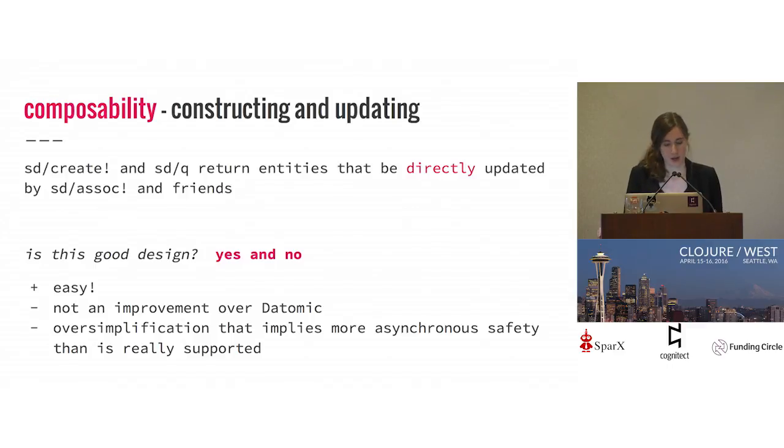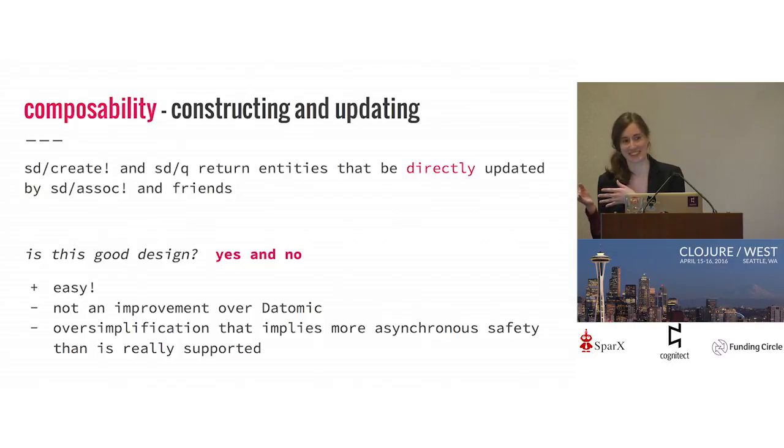That's fine. That makes sense. That's Clojure. It's not really an improvement over Datomic, because Datomic gives you back an entity ID, which you can then transact onto. And what's worse is it's kind of an oversimplification, because it implies a lot more asynchronous safety than it really helps you with, right? Because if you create something, and then 20 minutes later you associate something onto it, what has happened in the meantime? It looks like it's the same object, but it's been sitting on a database, and maybe someone has come and just clobbered it, right? So even though in your code it looks like it composes really nicely, weird things could be happening.